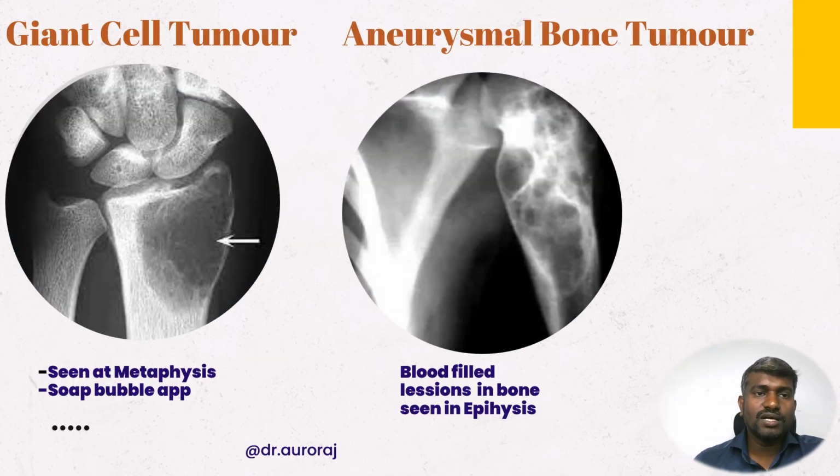Now let's talk about the giant cell tumor, and this is going to be our radius, and here you can see a giant cell tumor. It is going to be at the metaphysis, and it is also having what? Soap bubble appearance. In aneurysmal bone cyst, there are going to be blood-filled lesions in the bone, especially at the epiphysis. Yes.